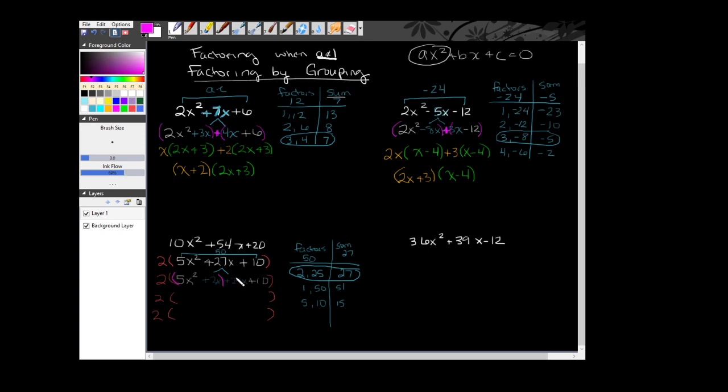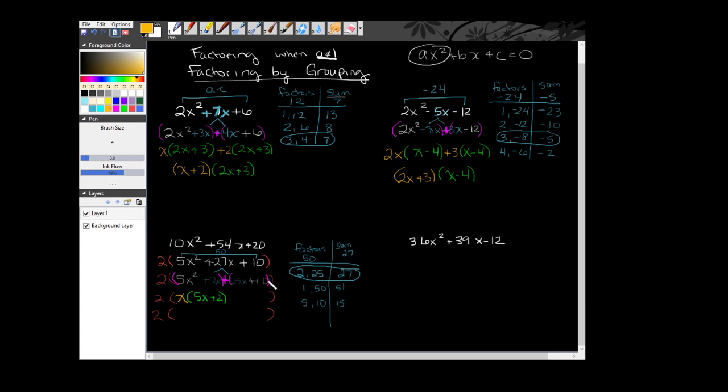making sure that there is a plus in between them. There we are. I've made my plus extra big. And I'm going to factor out the GCF between each of these. So between 5x squared and 2x, the greatest common factor is an x. So this is x times 5x plus 2.